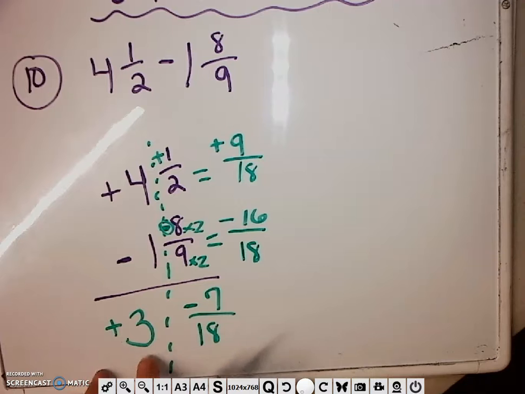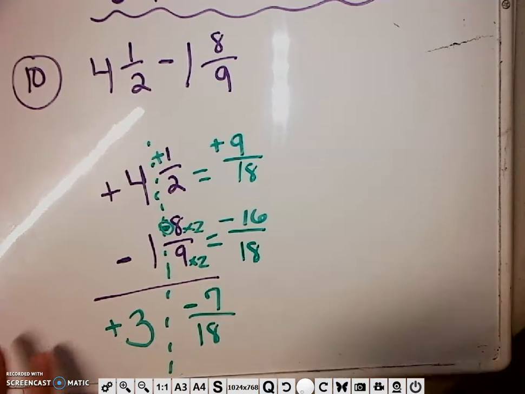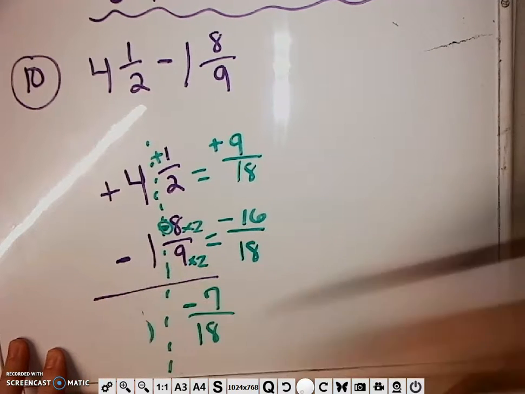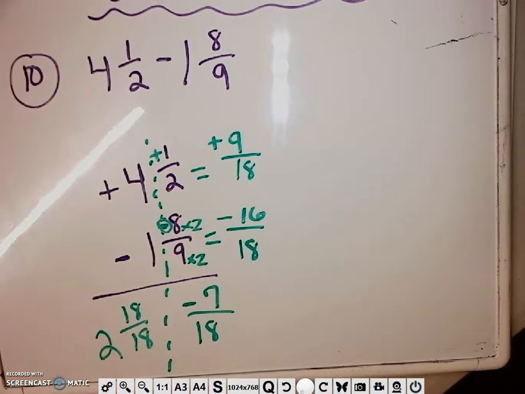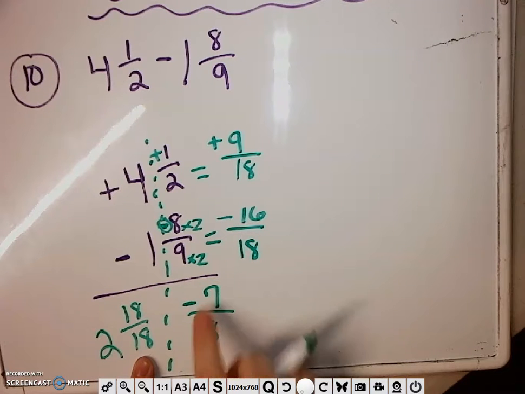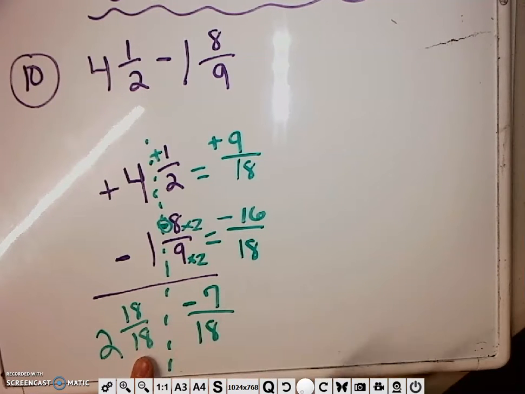So I need to take 3 and regroup it. So 3 becomes 2 and 18/18. Okay, now I can take these and subtract. I have something to subtract 7 from. So 18 minus 7, right?